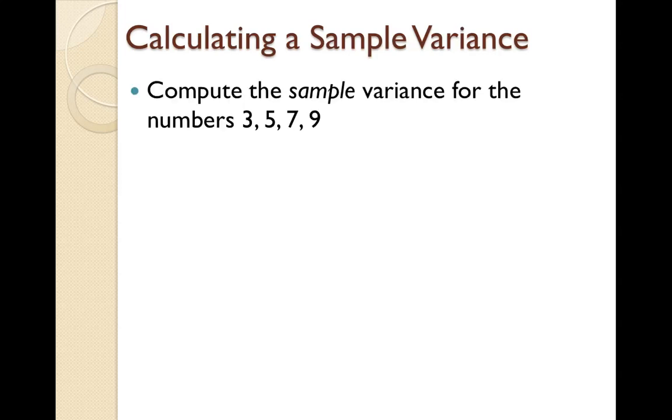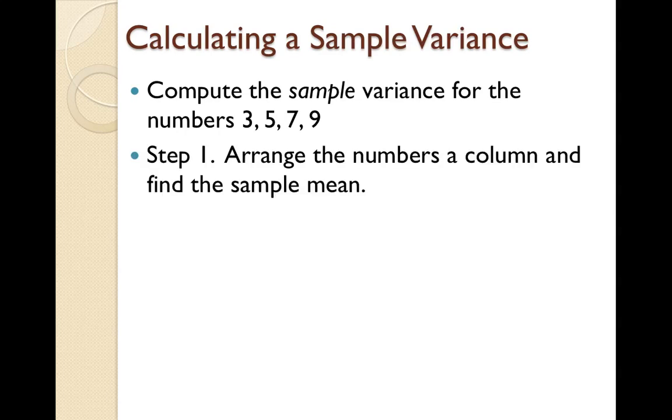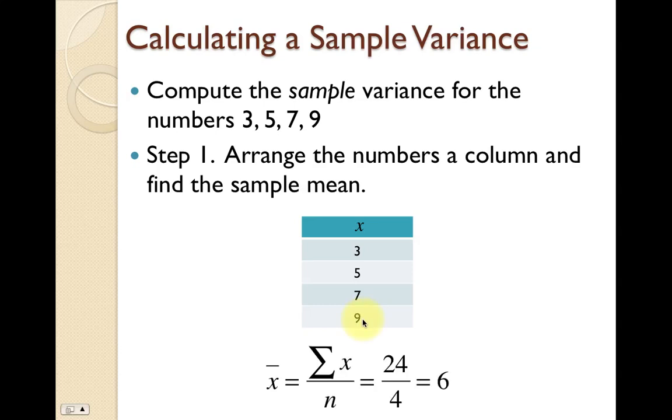Okay, so we are going to go through this formula step by step to compute the sample variance for the numbers 3, 5, 7, and 9. So the first thing you want to do is arrange 3, 5, 7, and 9 in a column and find the sample mean. So these numbers represent data values x. If we want to find the mean, we'll take 3 plus 5 plus 7 plus 9 and divide by 4. So if we add them all up, that's the sum of all the values x, that's 24. Divide by the total number we have, which is 4, that's 6. So x bar is 6. That's our first step.